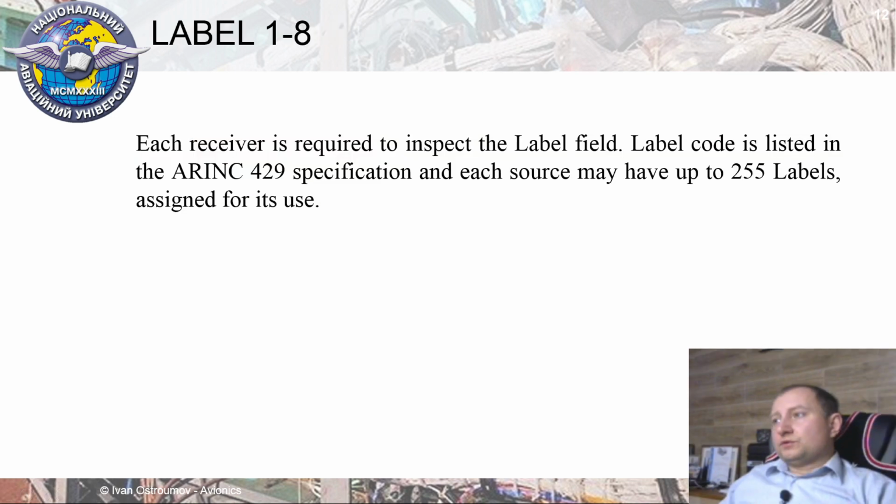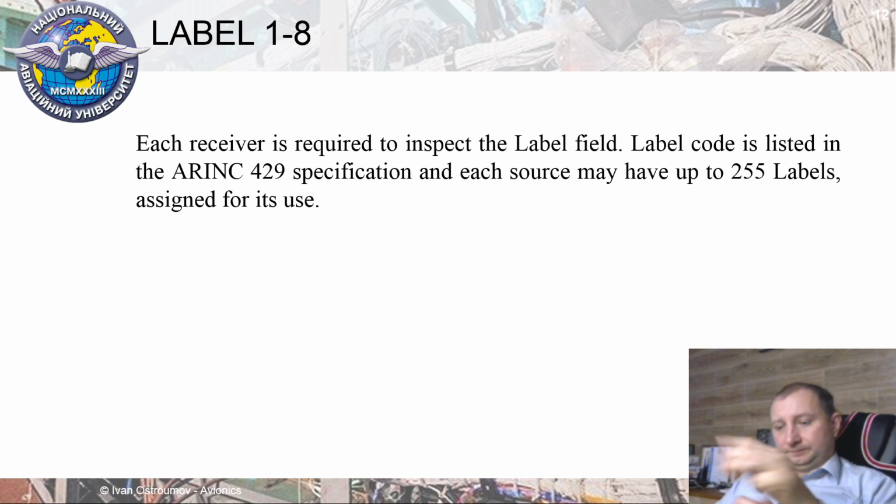Label uses the 1st to 8th bit, and it is important that each receiver is required to detect the label field. And inside of this label field we have a specific code which is listed in the ARINC 429 specification. For each source we have up to 255 labels that can be used.